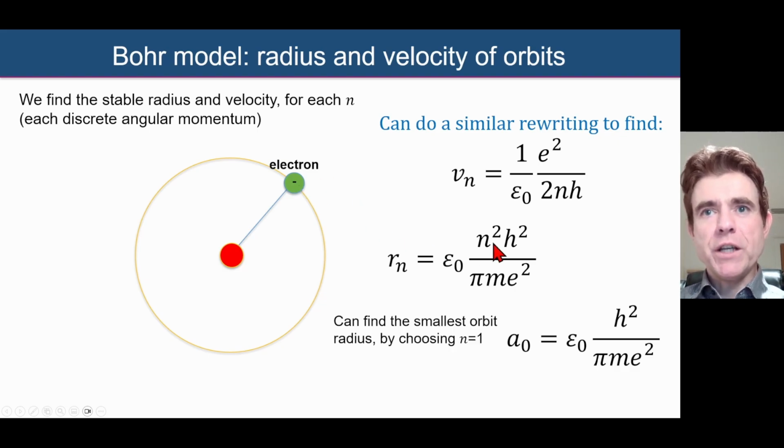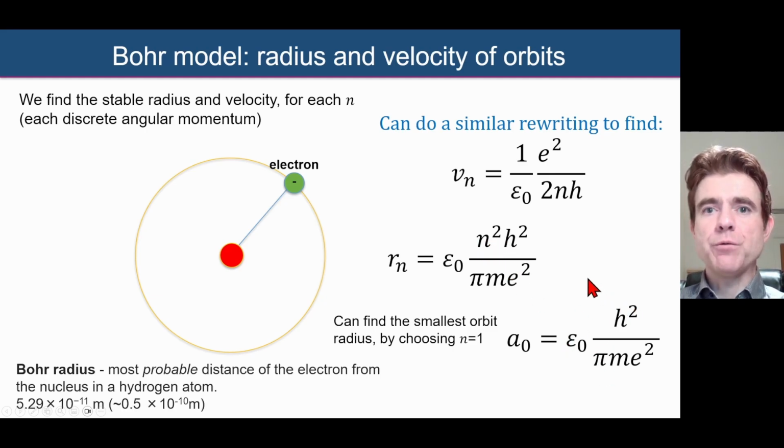Now, already we can get useful results from here by choosing the closest possible orbit of the electron, in other words the shortest radius, by choosing n equals 1. If we plug n equals 1 in there, we get what's called the Bohr radius, labelled as a0, given by that expression by setting n squared equal to 1. If we do the calculation, we'll find that it comes out to be roughly 0.5 times 10 to the minus 10 meters, about half an angstrom.